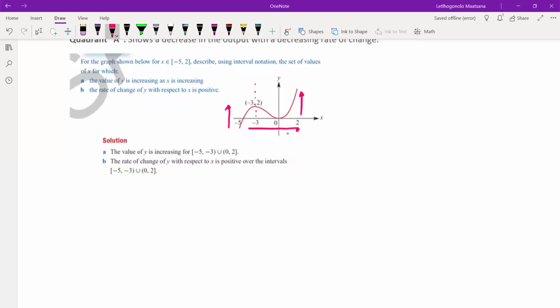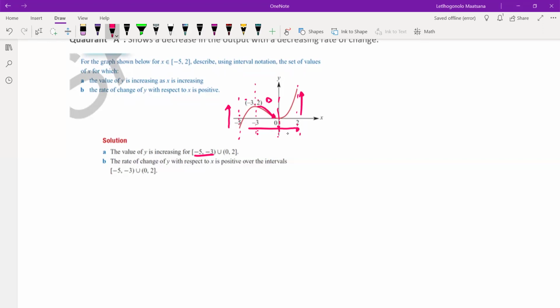We will note it's going to be after minus 5 and before minus 3, between those two. And also, we will note it's going to be between 0 and 2. This means that in this part here, we can see that the y values are decreasing with an increase in our x values. Therefore, this is a decreasing graph.